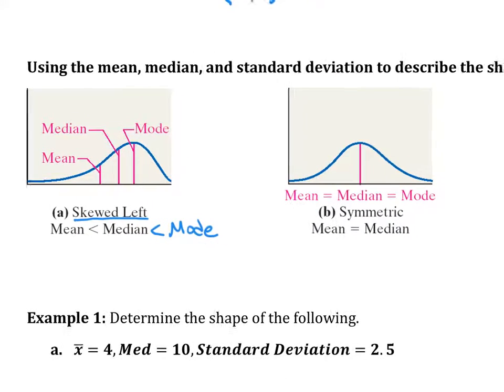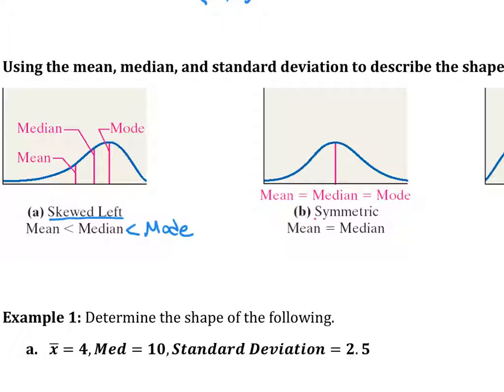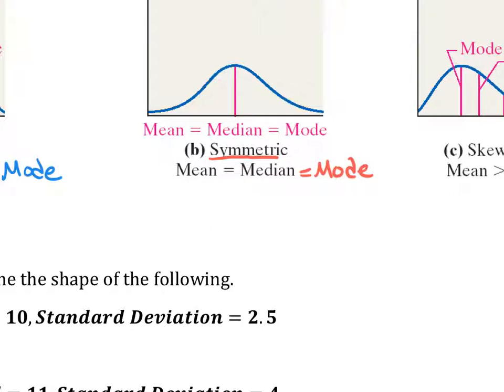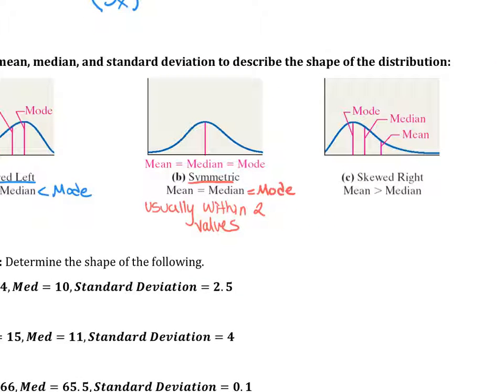If we have a symmetric data set, that means our mean is equal to the median, which is equal to the mode. Again, all of them are equal, usually within about two values. If they're all within two of each other, that's pretty symmetric. Again, it kind of just depends on the data that you have.